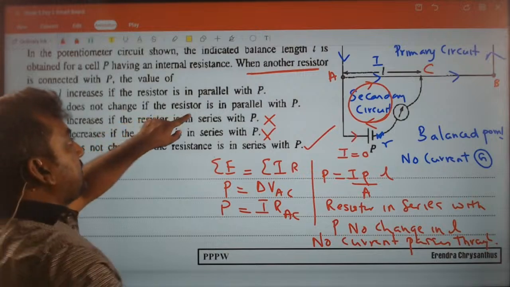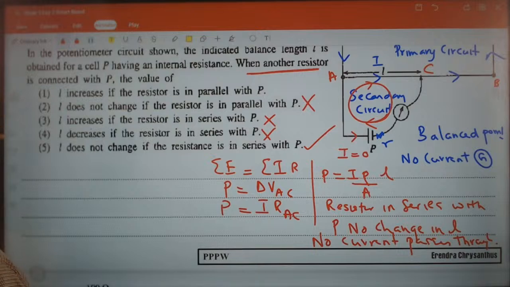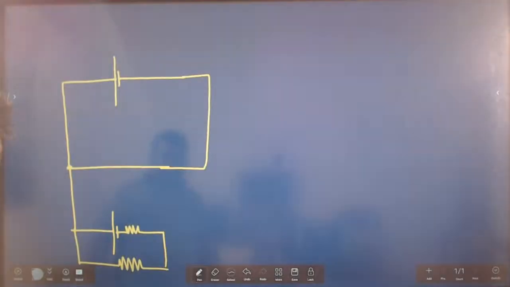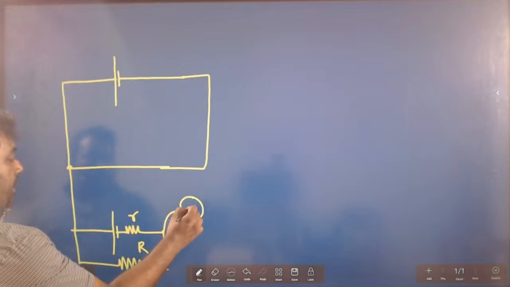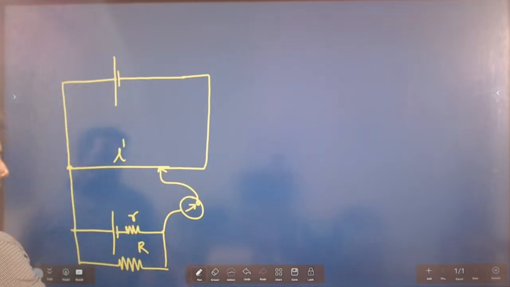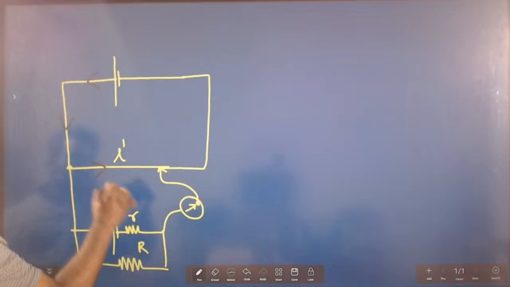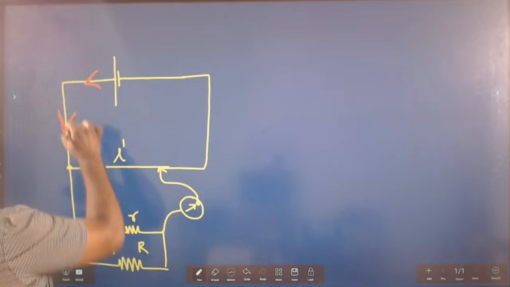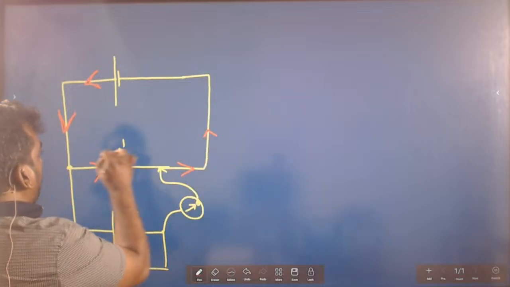'L does not change if the resistor is in parallel.' Wrong. Let's check that condition. Here we go. Now if I connect the resistor here, galvanometer deflection is 0, and the balance length is there. I take it as L dash. Here we can see it clearly. Current is passing through the circuit, but no current is going here, no current dividing. Primary circuit current will keep on going there.